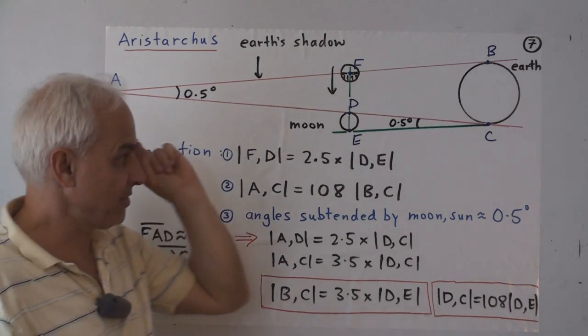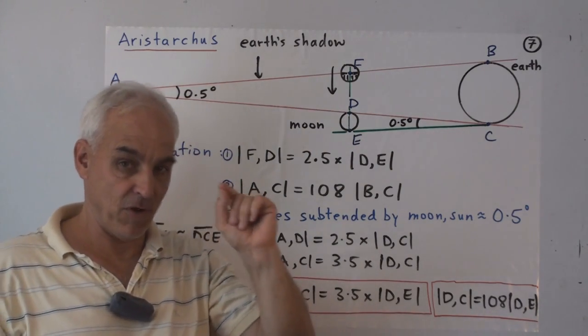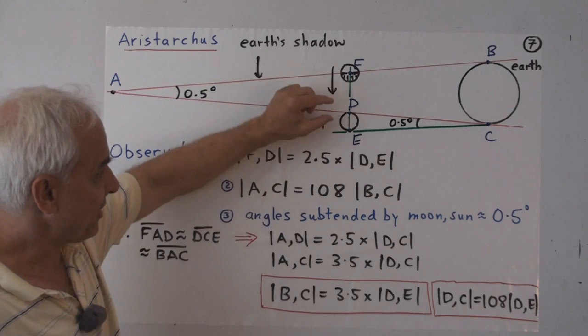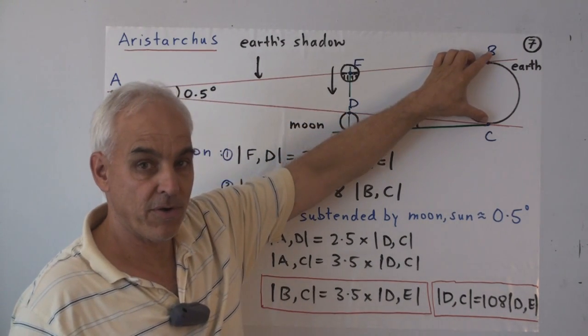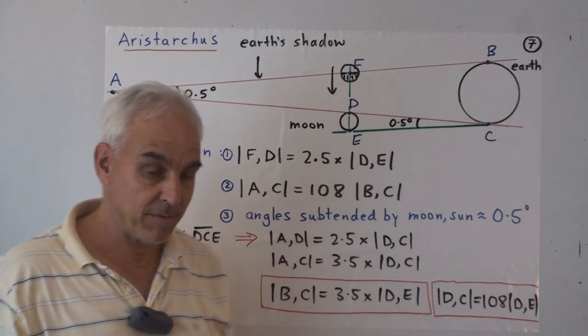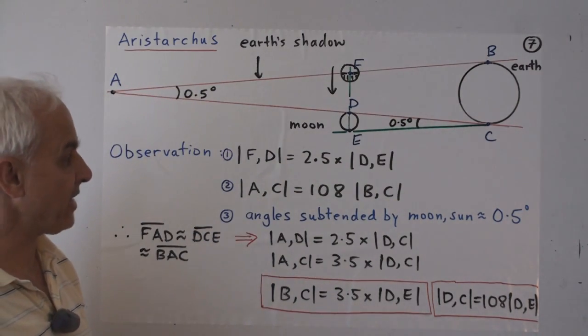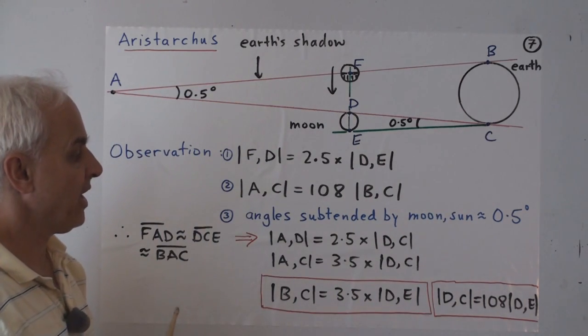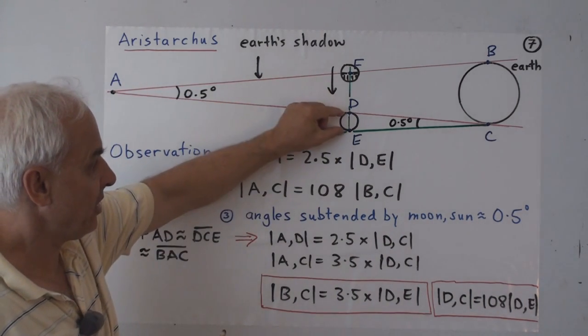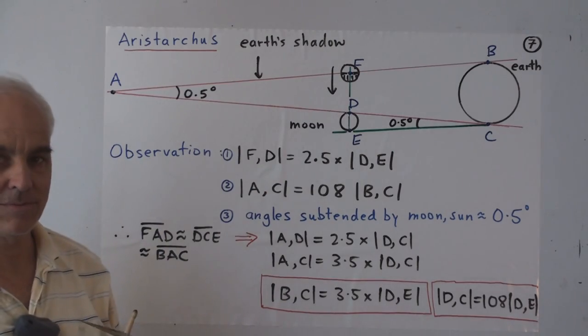So we've established, Aristarchus established the following conclusion, that the diameter of the moon is between 1/3 and 1/4 of the diameter of the Earth, and that the distance to the moon is 108 times its diameter.